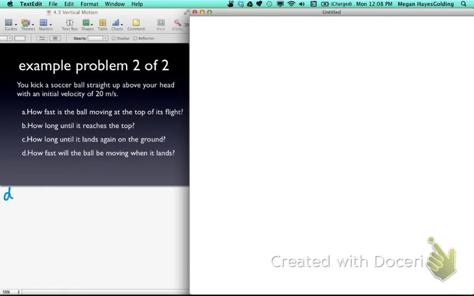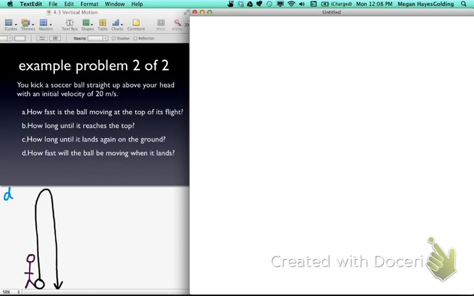You've got a dude or a chick standing on the ground who kicks a soccer ball. We weren't told an initial height of the soccer ball, so I'm going to put it on the ground. That soccer ball is kicked more or less straight up in the air and comes more or less straight back down. So let's label some information that we do know right away about this situation.